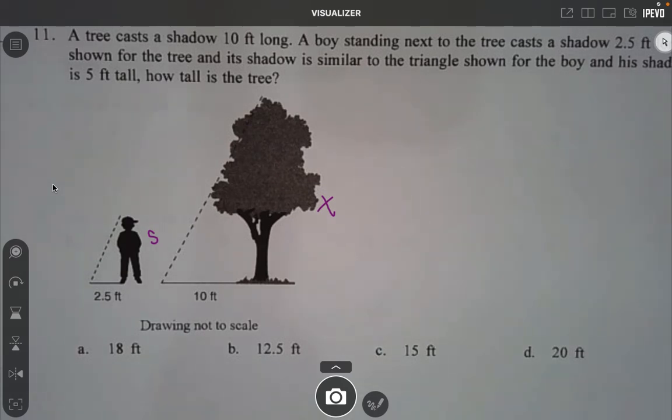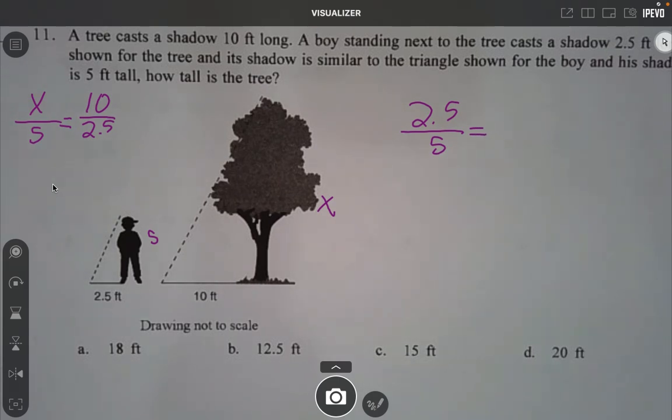Now we can set up a proportion. Tons of different ways to do this. I'll say X over 5. What would come next if I go in that order? If I went from tree to the boy, what would I do next? 10 over 2.5. As long as you're consistent to set up a proportion. Another way you could have done it, you could have put 2.5 over 5.